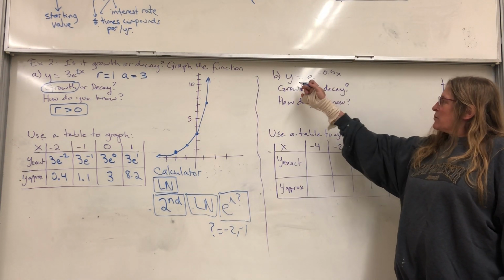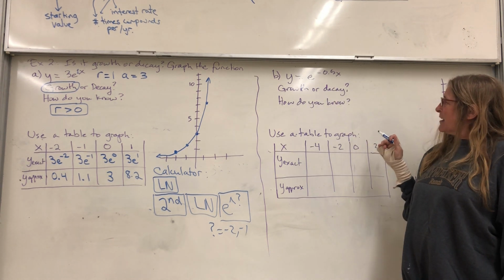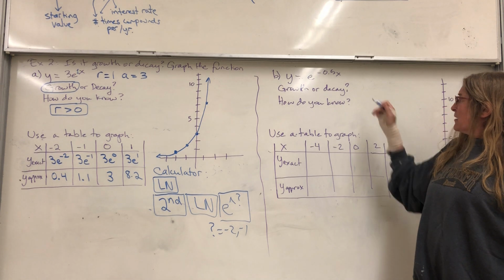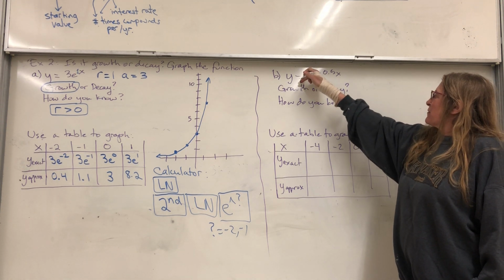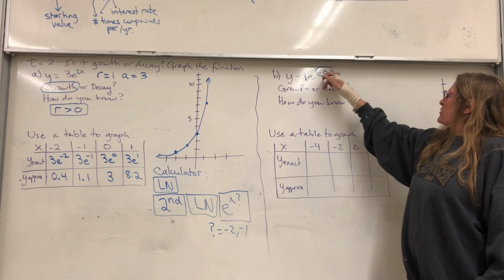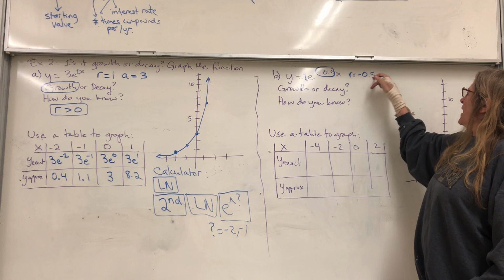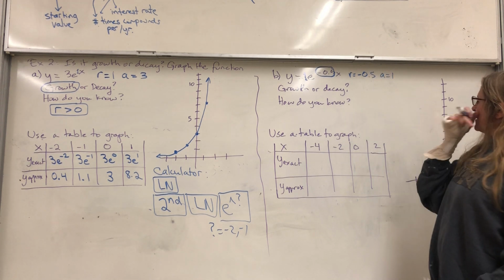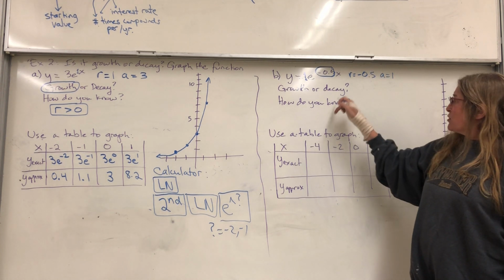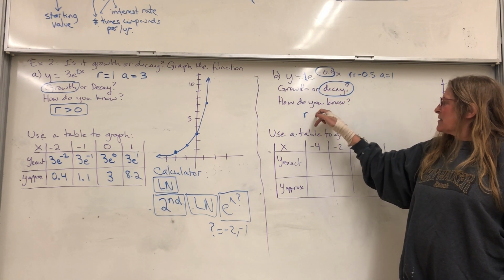Okay, so what about this one? y equals e to the negative 0.5x. Well, is that growth or decay? Well, in this case, we have nothing in front, so we can assume that's a 1. And we know our r is right here. So r equals negative 0.5 and a equals 1. So I can make the assumption that it's decay because r is less than 0 here.